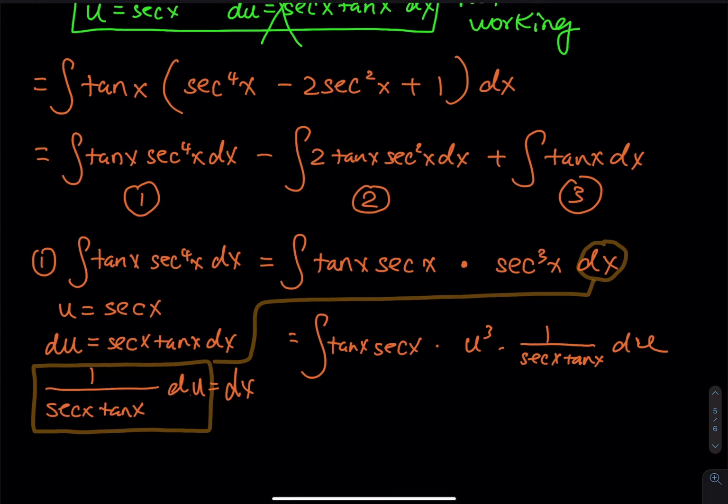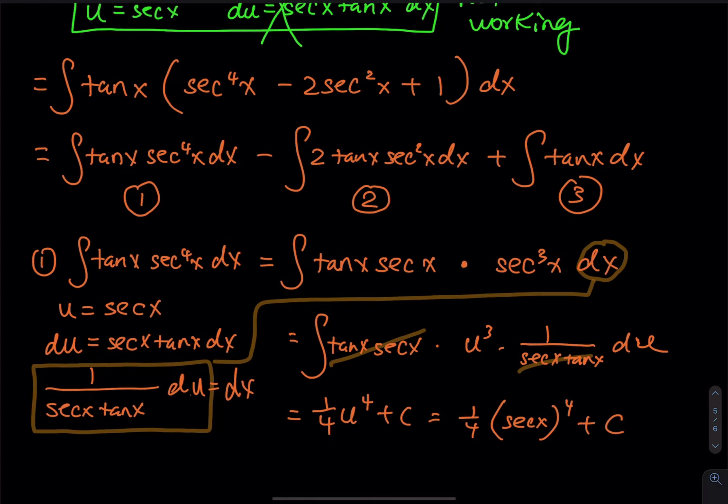All right, cancellation, these two will be cancelled. So this is the integral of u to the third power, which is 1 over 4 u to the fourth plus c, which is 1 over 4 secant x to the fourth plus c. So this is the result of number 1. And then we still have a number 2.